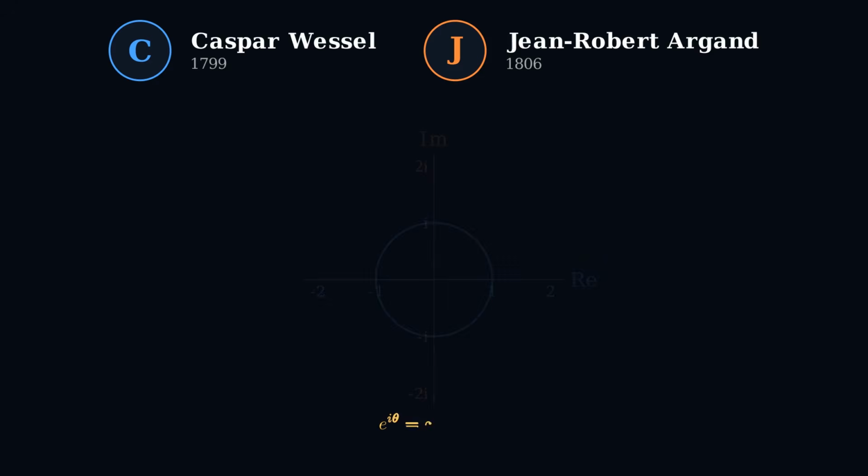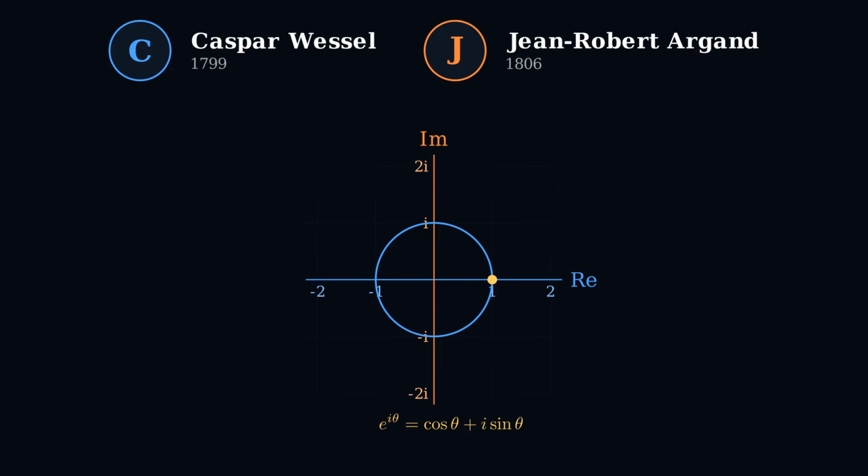Only after Euler's algebraic result existed did anyone ask, what does this actually mean as a picture? Caspar Wessel, a Norwegian-Danish surveyor, in 1799, and Jean-Robert Argand, in 1806, independently proposed plotting a plus b i as the point (a, b) in a plane.